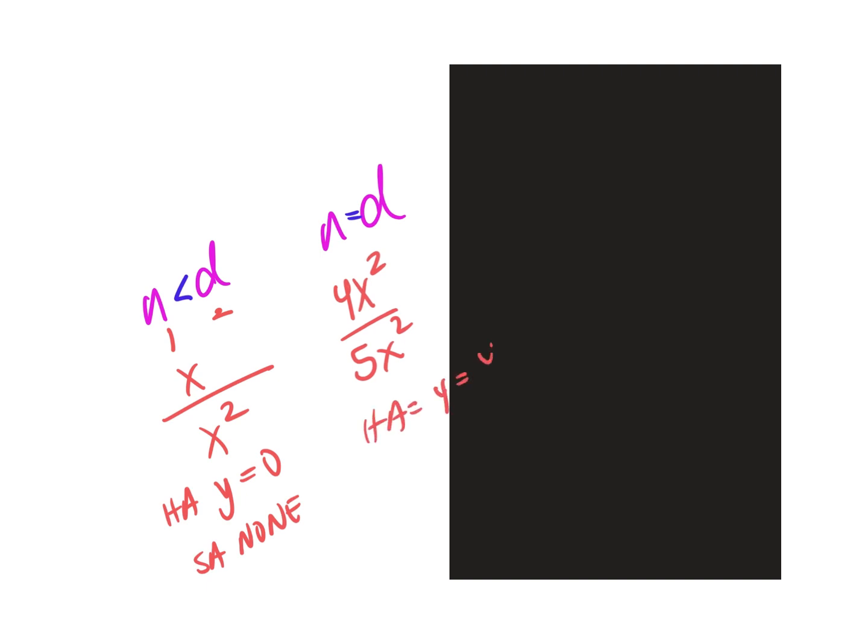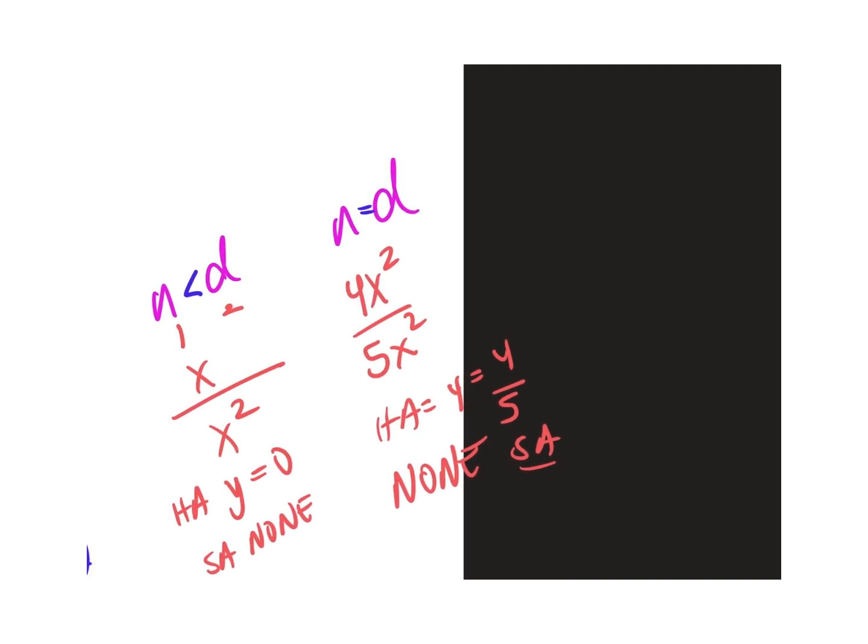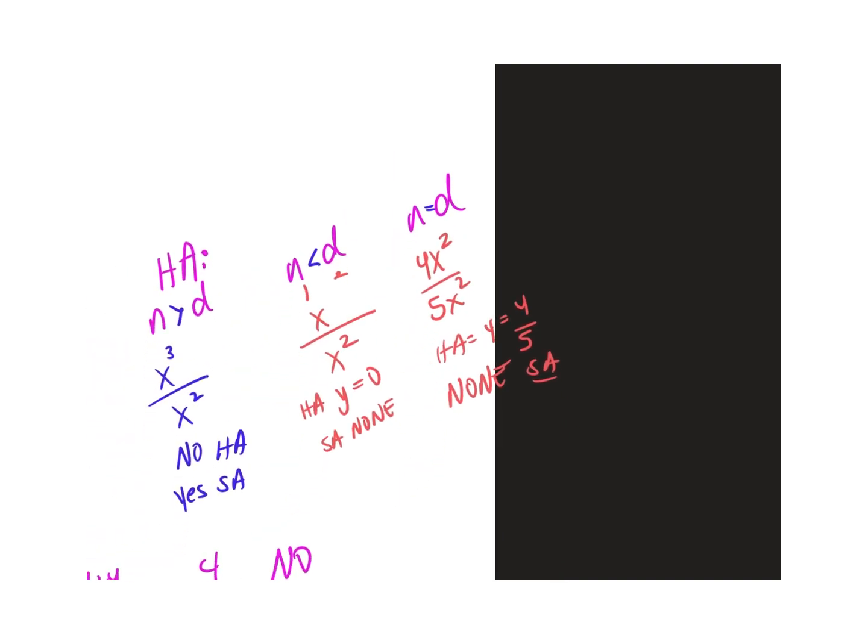Y equals numerator over denominator, and you do not have a slant. Because think about it, if you were going to divide, how many times does x squared go into x squared? Once. Is that a line? No. If you're going to have a slant asymptote, you're going to have something with x, and it's going to be written in y equals mx plus b. So make sure you guys are paying attention to that.